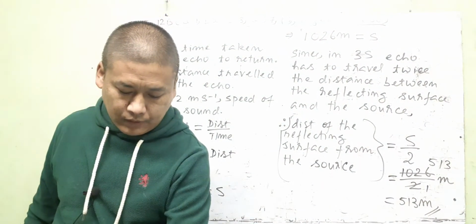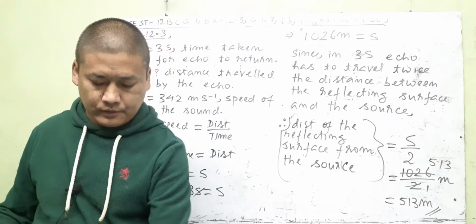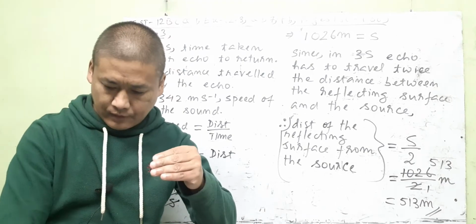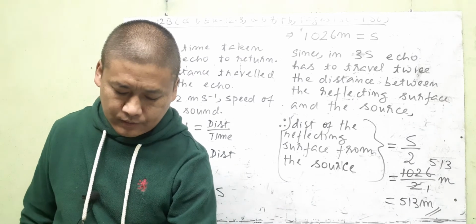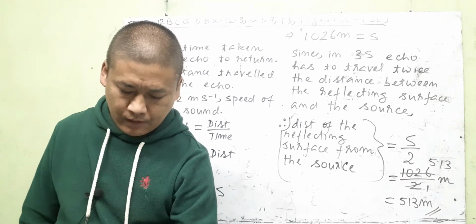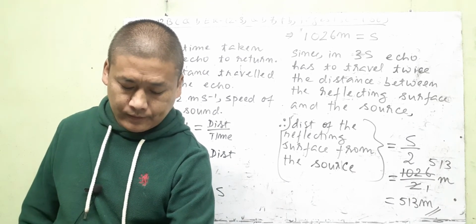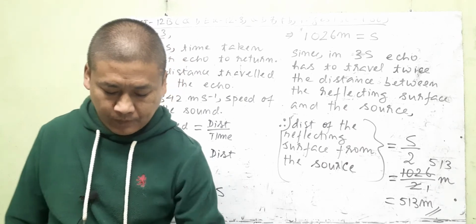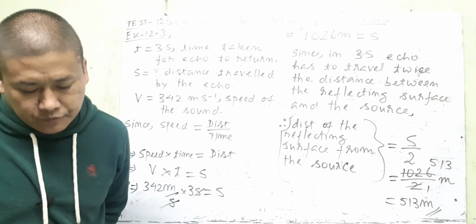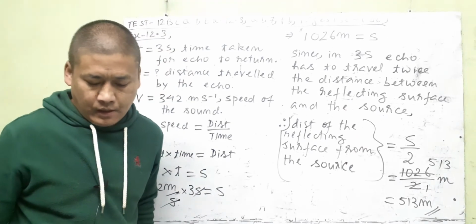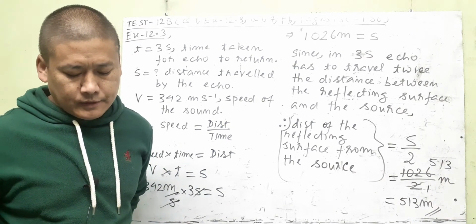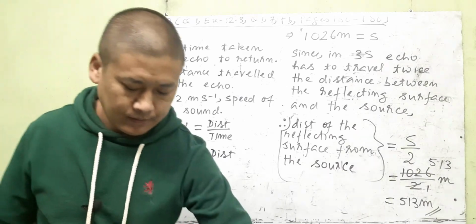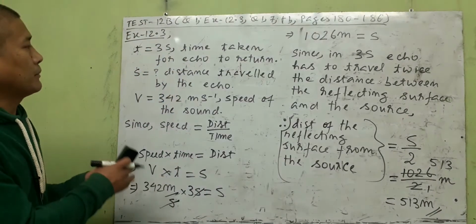A ship sends out ultrasound that returns from the seabed. So from the ship, sound is sent to the surface of the floor, that means the floor of the sea. Seabed means the floor of the sea, and is detected after 3.42 seconds. If the speed of the ultrasound through the seawater is 1531 meter per second, what is the distance of the seabed from the ship? This is exactly the same type as we've done just now.